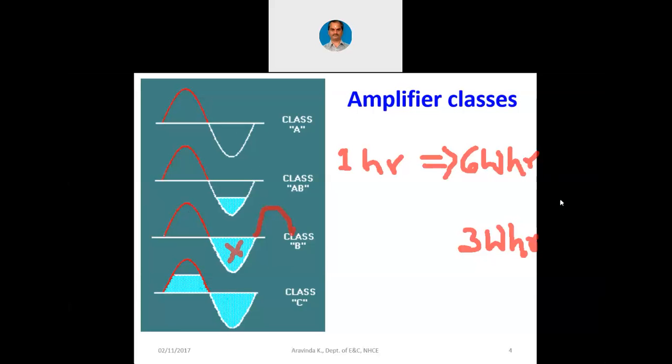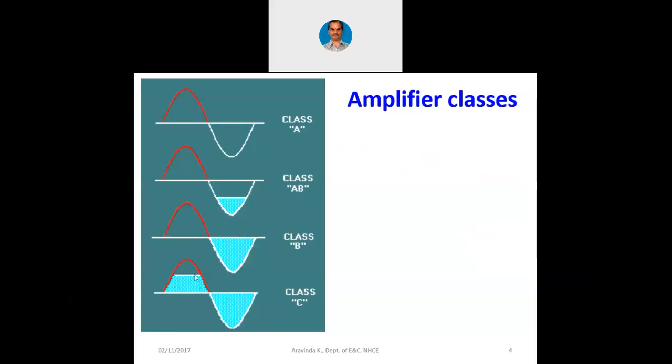Now, coming lastly to class C amplifier. You can see in the class C amplifier that even in the positive cycle, it is not working for even 180 degrees. You can see here in class A, it is a complete 360 degrees. In class AB, it is between 180 and 360. In class B, it is exactly 180. In class C, it is less than 180. You can see it is not working here, and it is not working here also.